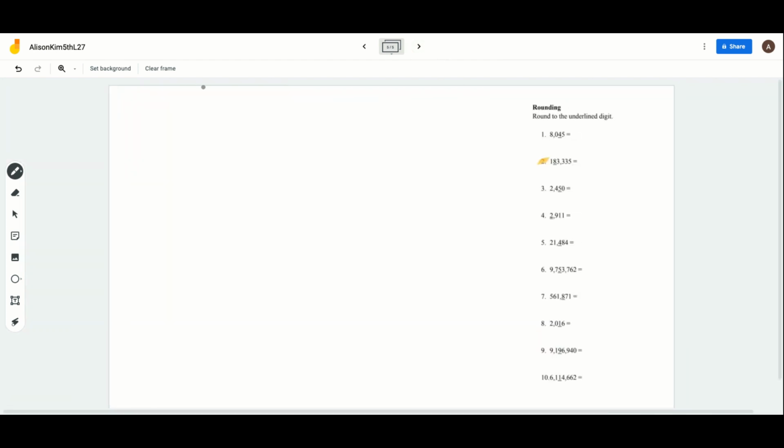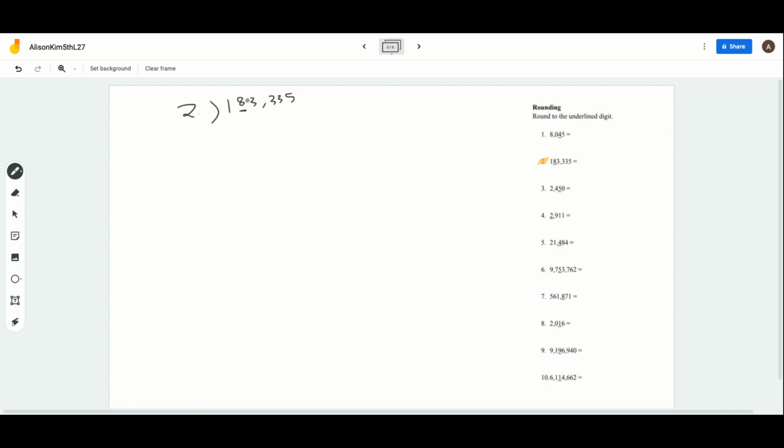Now let's move on to rounding. Number 2 gave us 183,335 and it underlined 8, so that's what we are going to have to round to. Do you guys remember from the other lessons I told you about that if it's greater than or equal to 5 then we can round up, but if it's less than 5 then you have to round down, which means that it just stays the same.